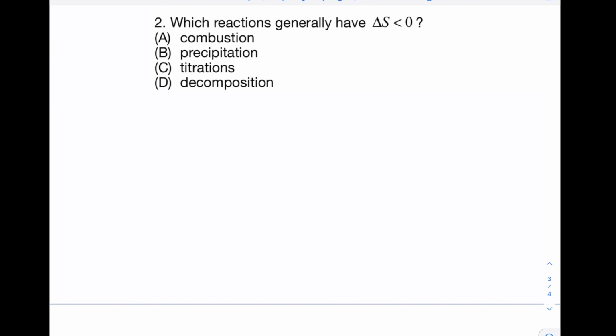So let's consider the change in entropy, or delta S, and we want to think about which reactions generally have delta S less than 0. So if delta S is less than 0, we say that delta S is negative, and we say that the reaction is creating order.